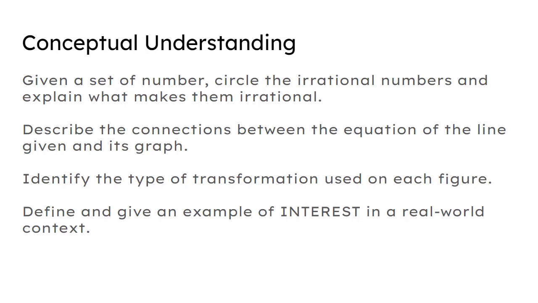Given a set of numbers, circle the irrational numbers and explain what makes them irrational. Describe the connections between the equation of the line given and its graph. Identify the type of transformation used on each figure. Define and give an example of interest in a real-world context. So again, being able to explain some things, maybe just circle and identify, maybe give a definition. These are all questions that would relate to conceptual understanding.